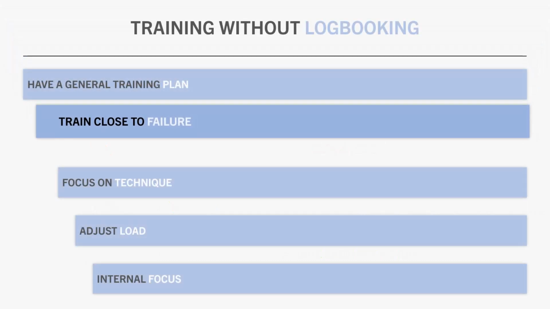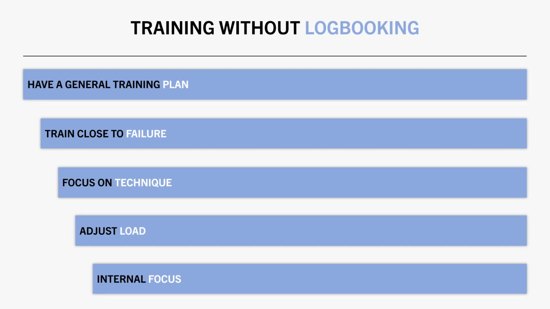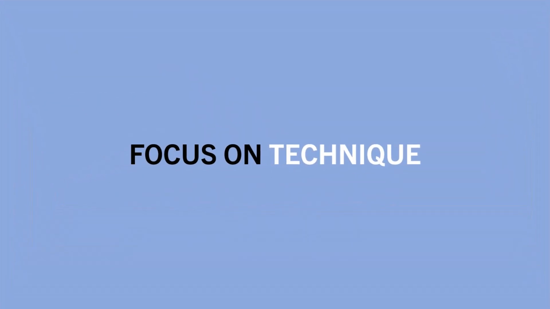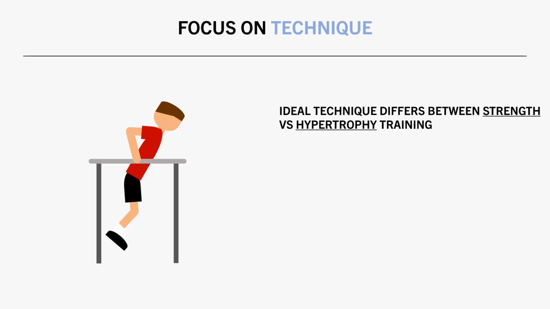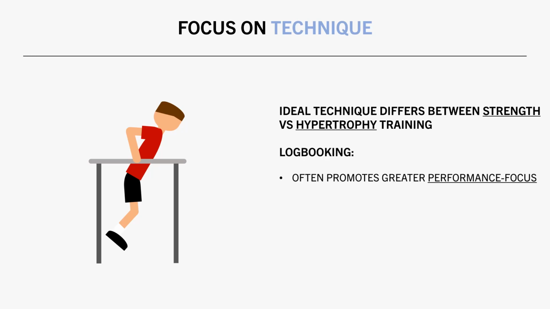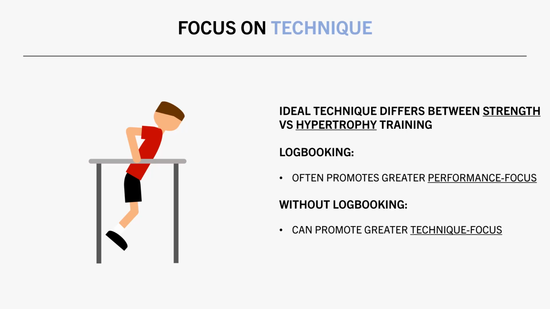A potential benefit of training without logbooking is the fact that it can shift your focus more towards lifting technique rather than performance. As discussed, the technique that provides the most effective hypertrophic stimulus is usually not the same as that which allows you to lift the most weight. So while the logbook can often shift us into a performance mindset, training without the logbook can allow us to train with a technique-focused mindset.